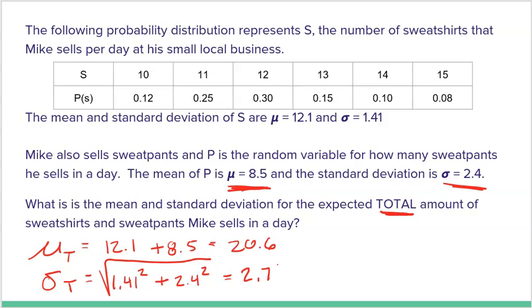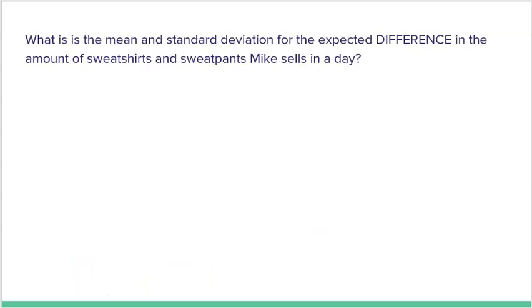And again, I really encourage you, grab your calculator, pause the video. Just make sure you know how to type this into your calculator to get it as well. So this would be 20.6 total sweatshirts and sweatpants with a standard deviation, because some days he might sell more, some days he might sell less. So the total standard deviation is 2.78. All right, another question then with Mike.